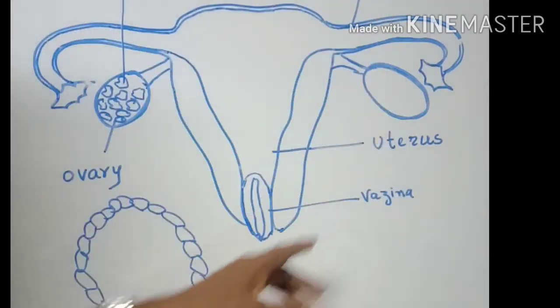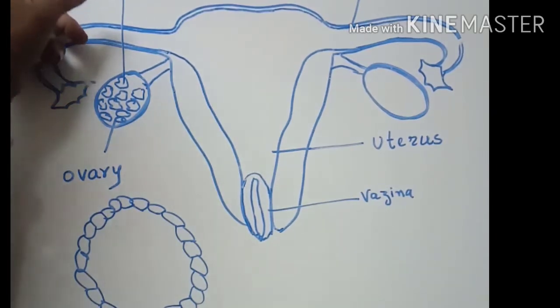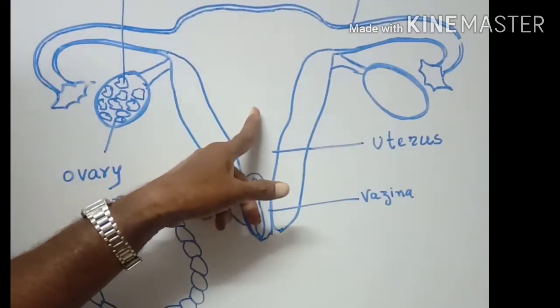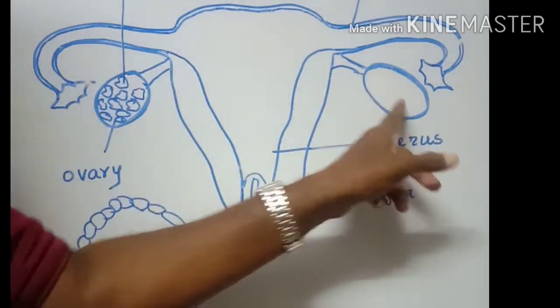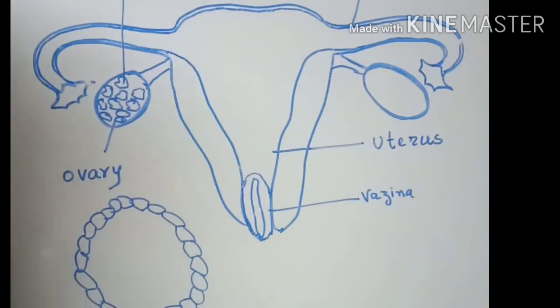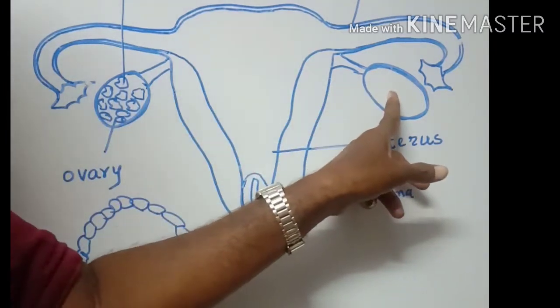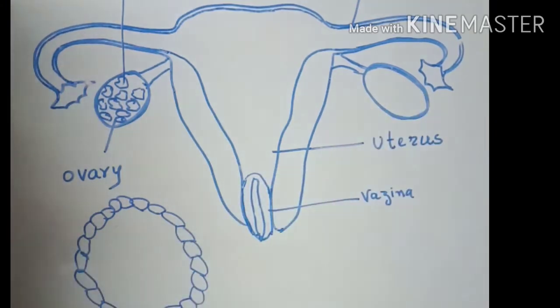In this system, mainly three parts are there. One, uterus. Second, fallopian tubes. Third, ovary. So this is the uterus. These are fallopian tubes. These are the ovaries. So ovaries produce ovums, also called female gametes.